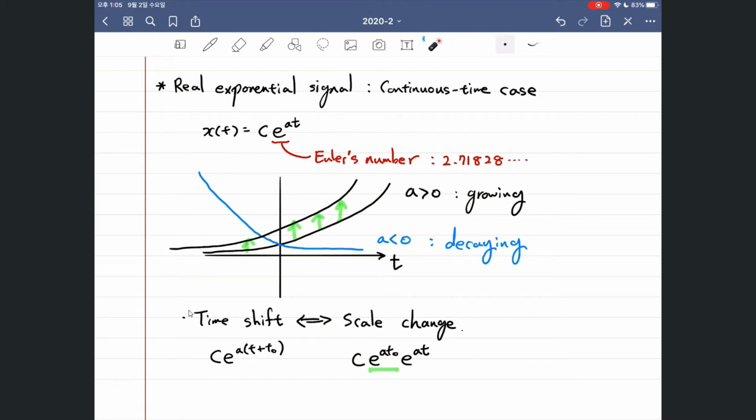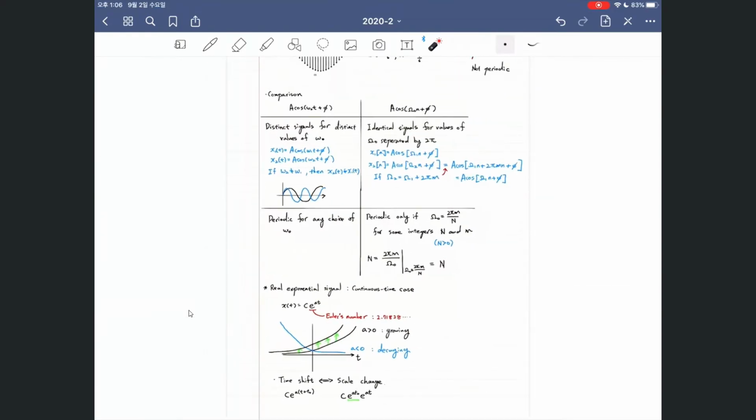So based on the sign of t0, the scale can either get larger or get smaller. Both ways are possible.